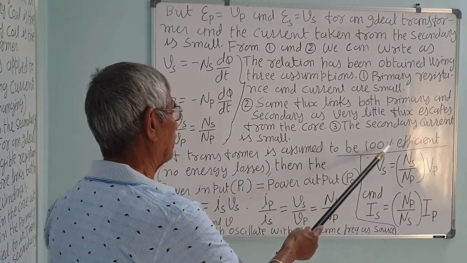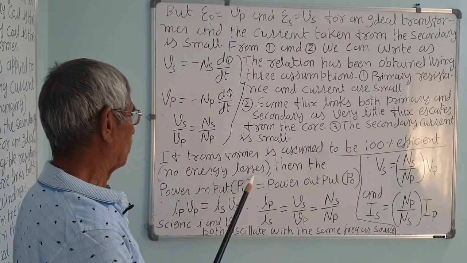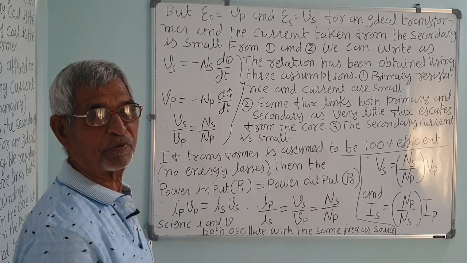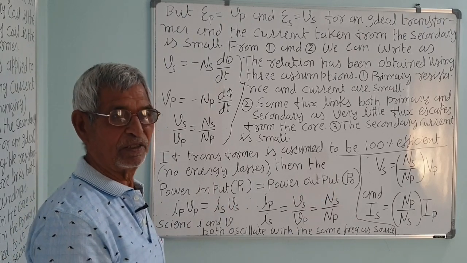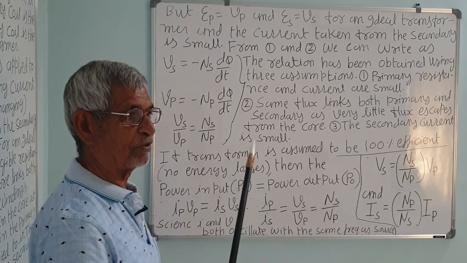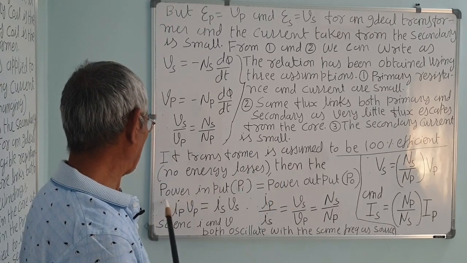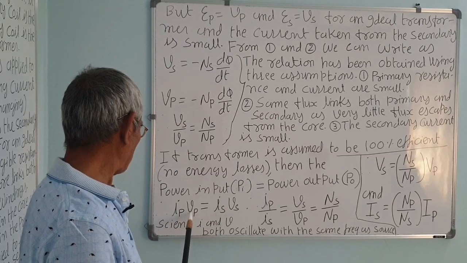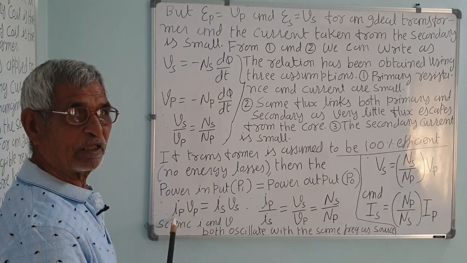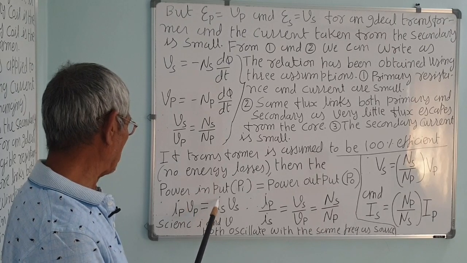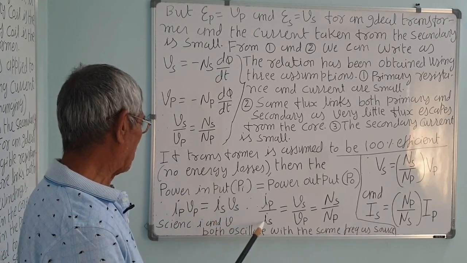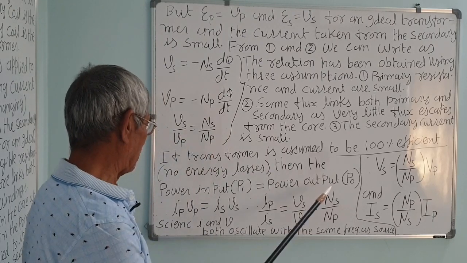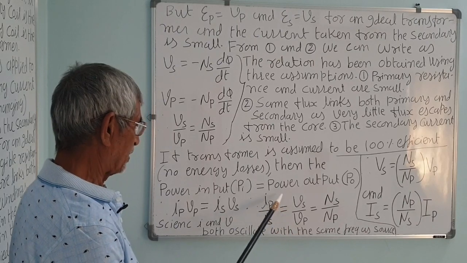The transformer is assumed to be 100% efficient, with no energy losses, so the power input is equal to the power output. That is, for an ideal transformer, there is no loss of energy during the operation of the transformer. Power input is input current into input voltage, that is Ip, current in the primary, into Vp, the voltage in the primary, which is equal to Is into Vs. So Ip upon Is is equal to Vs upon Vp, and Vs upon Vp is equal to Ns upon Np. See, here it is inverse, correct?